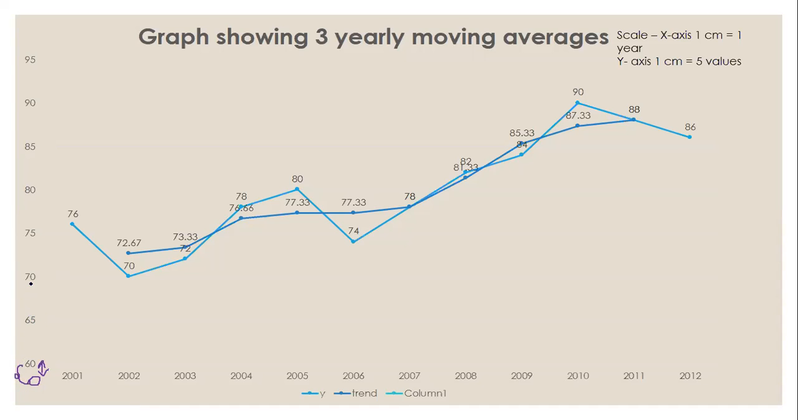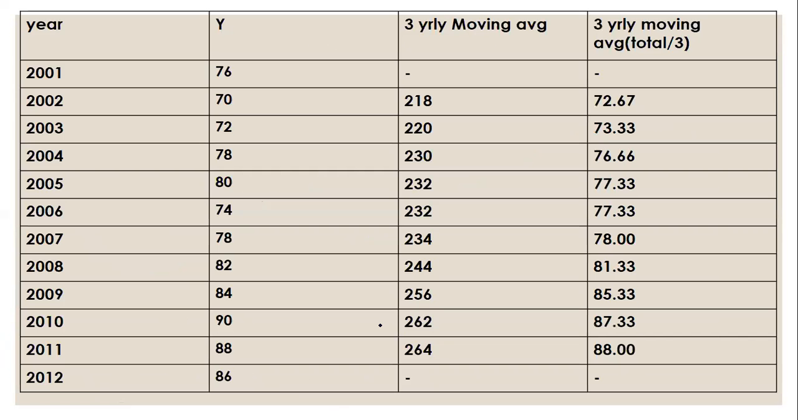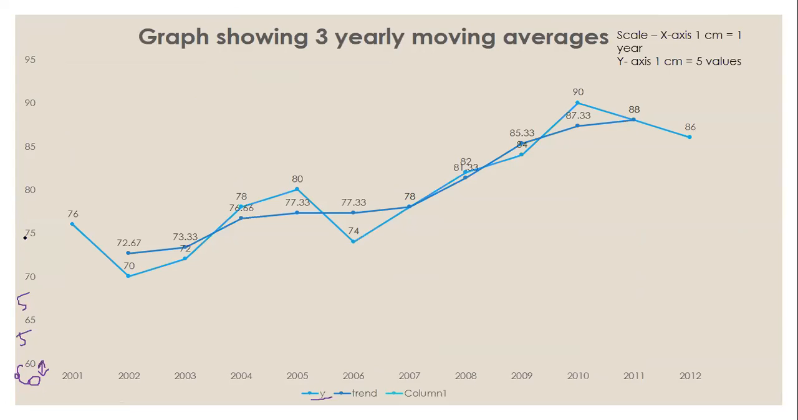After that, we will have 5 as difference. I hope you all understood how I have considered the graph here and why I started with 60. If you check the values of y, the least value of y is 70, and here 72 is the least value. That is why I have started from 60, because you will get a clear way to mark the graph here.